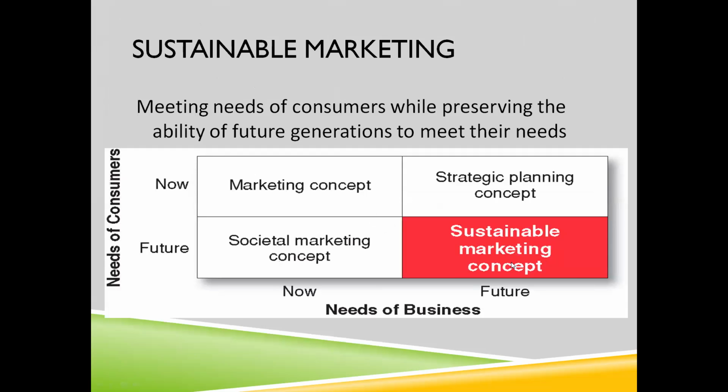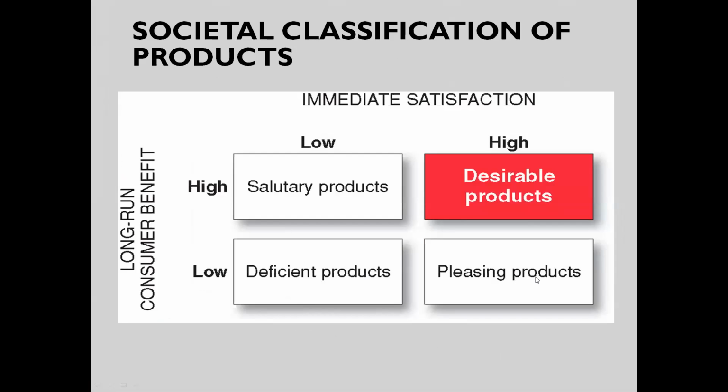Sustainable marketing concept, strategic planning, societal planning. So you can see that future is more onto societal marketing concept. Desirable products, it need to be done that way. So what need to be done?